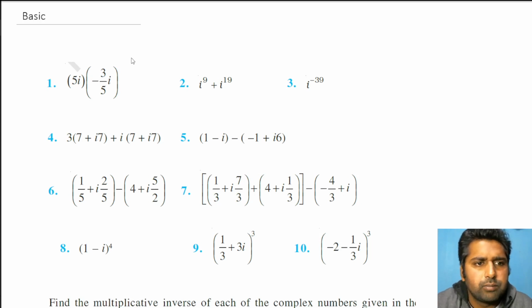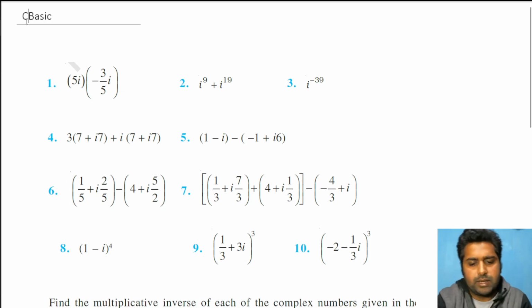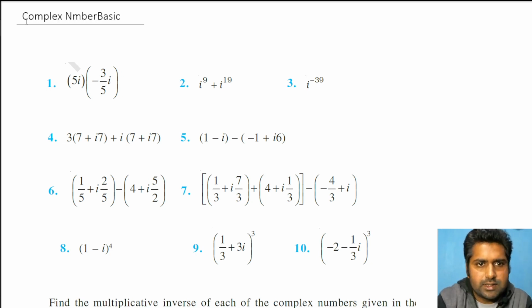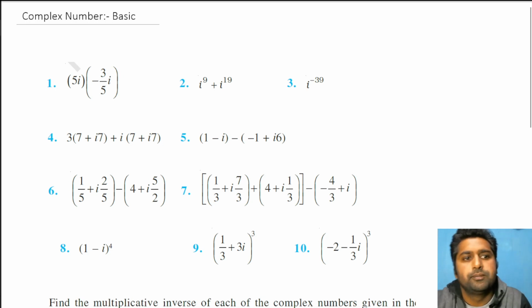Let's start with a new chapter. The chapter is complex number, and we'll start with the basics of the complex number.